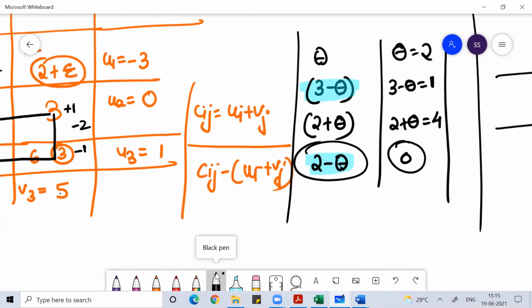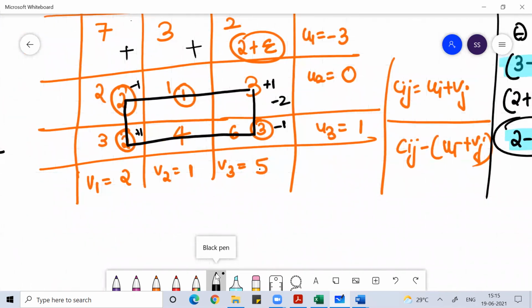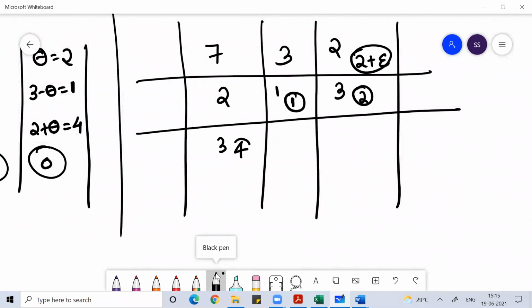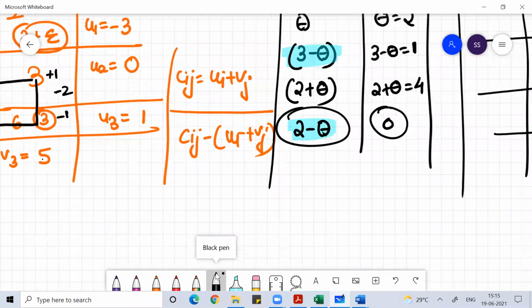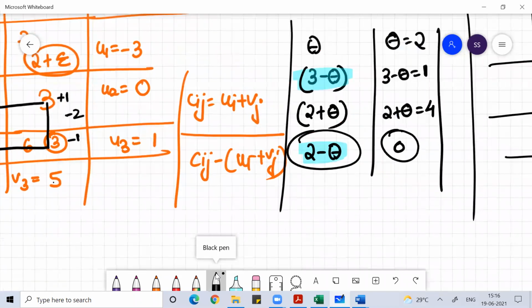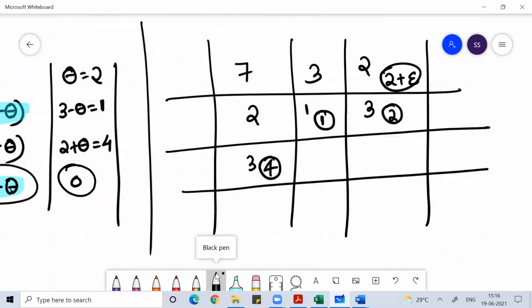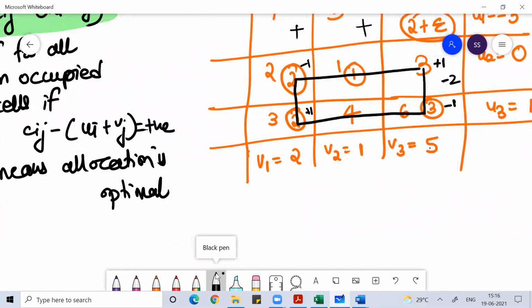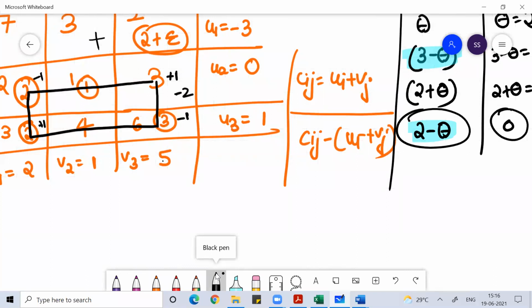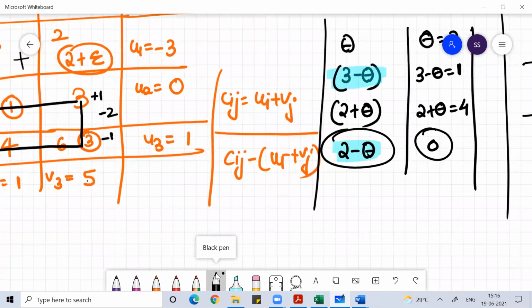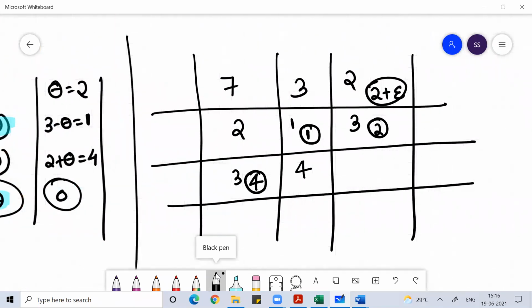Then this is 3, this becomes 4. Then the allocation was 2 plus 2, because theta became 2. So 4, and this is 4, and this becomes 1. This becomes 4. And this is 6, having 3 become 1. So 6, it becomes 1.